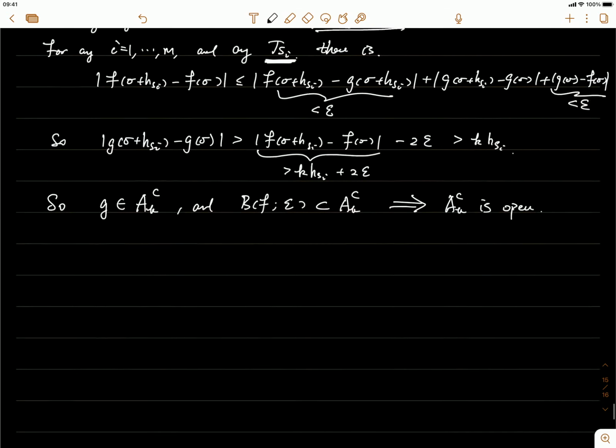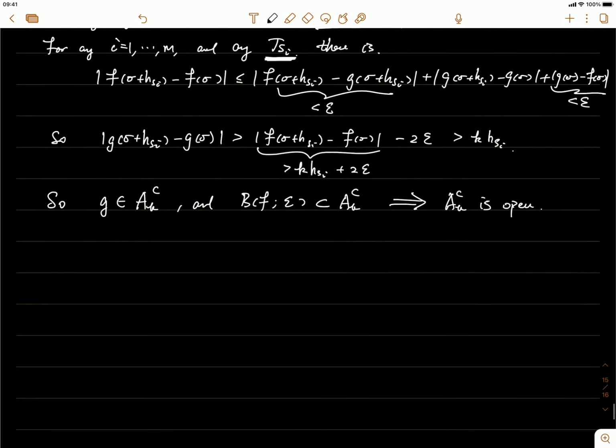Now let's try to show the second one. So we know from that that AK itself is closed. And this also means that the closure of AK is equal to AK, right? So the second item is to show that the interior of AK is empty.